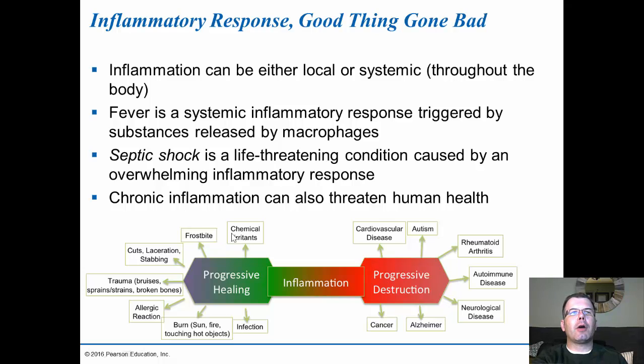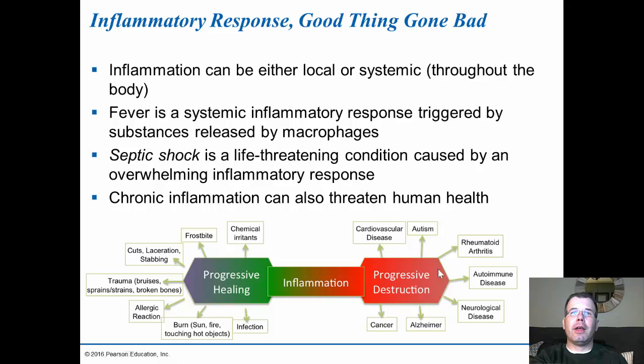And then we hear a lot about chronic inflammation, and again, that can be a threat to human health. And so again, inflammation can be good because you can get progressive healing. And again, things like chemical irritants, frostbite, cuts and lacerations or stabbing, trauma, allergic reactions, burns, and infection, these are all good things because they can trigger healing. But if you have long-term inflammation, it can be bad as well. So it can lead to cardiovascular disease, again, causing inflammation, especially in the vessels, which can lead to fatty deposits, exposure of smooth muscle, and other things that can lead to, again, coronary artery disease.